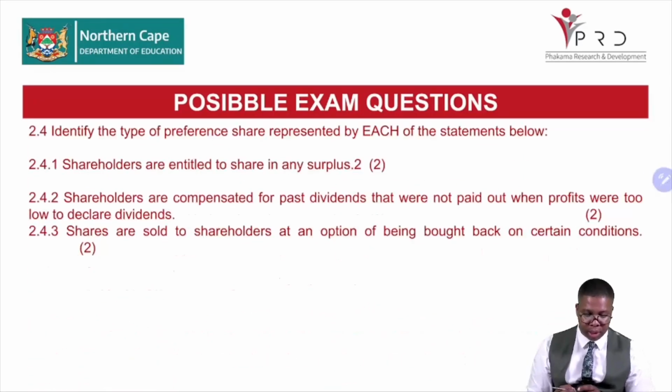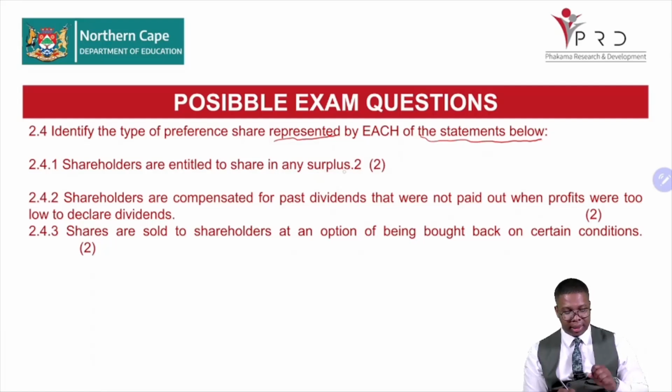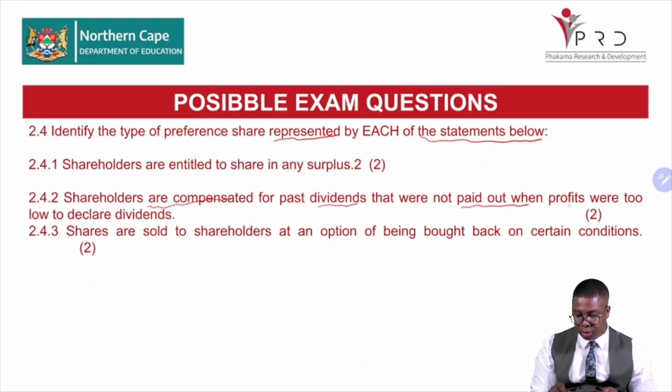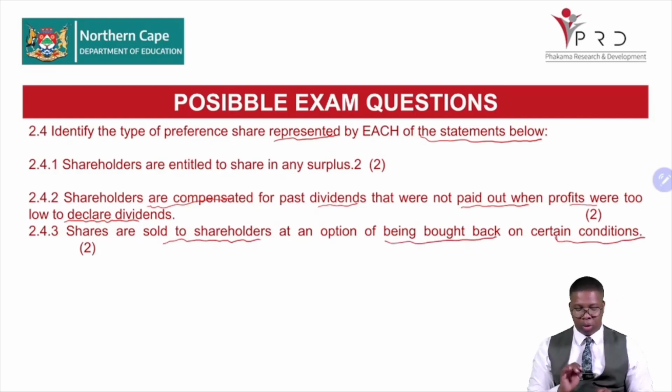Then we proceed and look into the other types of questions. Here we are looking into identifying the types of preference shares represented by each statement below. 2.4.1 says to you now, shareholders are entitled to share in any surplus profits. And then 2.4.2 says, shareholders are compensated for past dividends that were not paid out when profits were low to declare what? Dividends. And then 2.4.3 says shares are sold to shareholders with an option of being bought back on certain conditions.